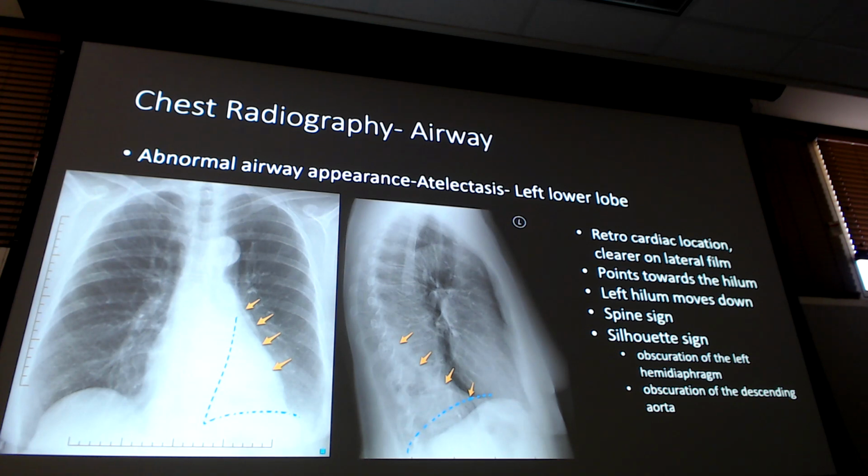this guy here, I got my silhouette sign here. I know the blue dotted line kind of hides it, but it's just meant to show you where the atelectasis is. Hard to see because of the heart, but I have silhouette sign, so I know something's abnormal. Then I use my lateral, so notice I also have spine sign. So here's my atelectasis right here.